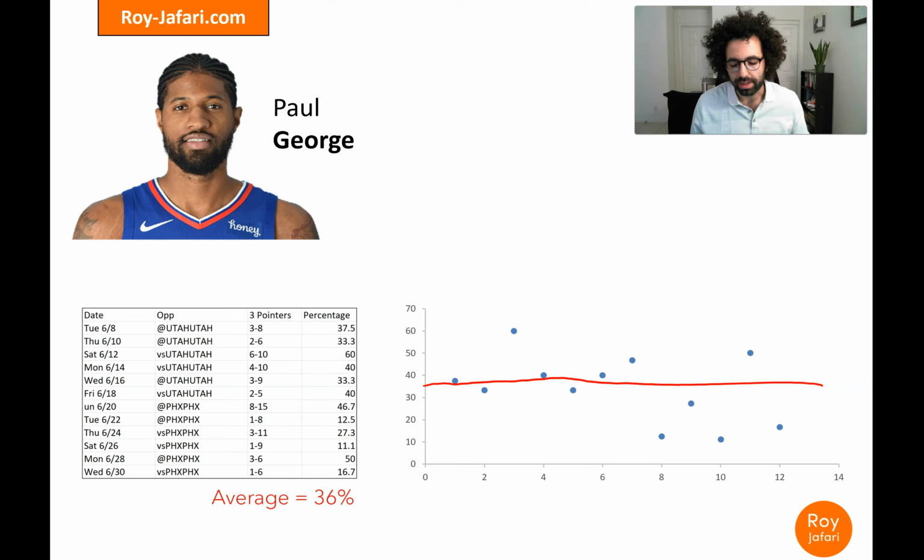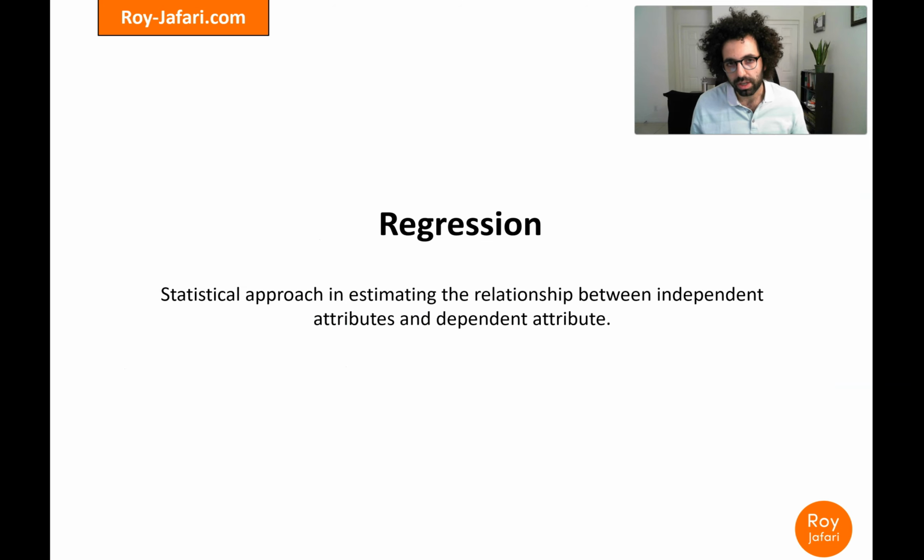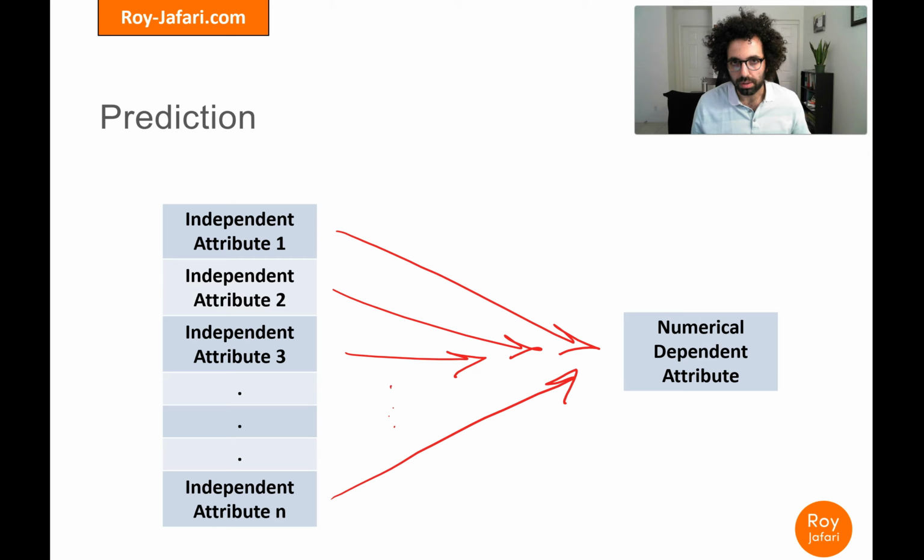So with this introduction to the word regress, let us talk about what regression is. Regression is a statistical approach to estimate the relationship between independent attributes and the dependent attribute. And that's basically what it is. But there are different types of regression, and we're going to see that in a minute. If you remember, when we were talking about the prediction data mining task, we said it's basically connecting the independent attributes to a dependent attribute. And regression is one of those algorithms or methods that can do that.